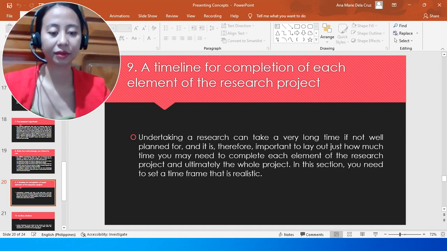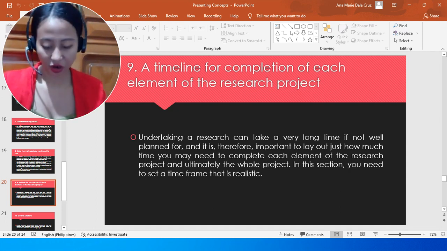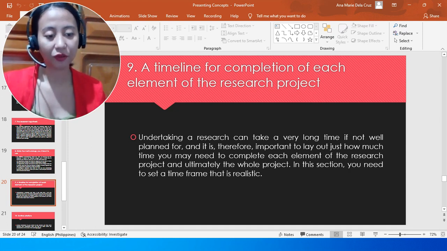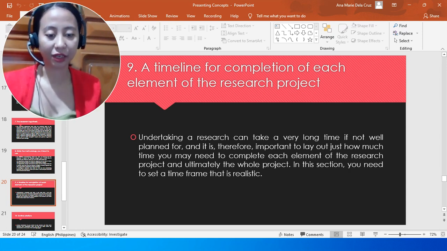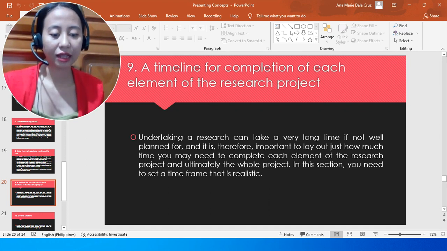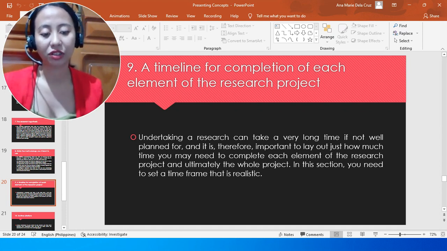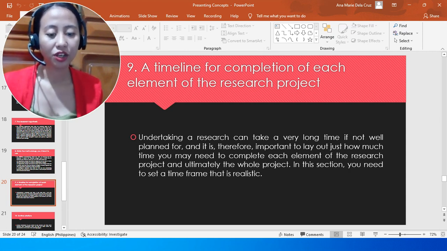Number 9, a timeline for completion of each element of the research project. Undertaking a research can take a very long time if not well planned for, and it is therefore important to lay out just how much time you may need to complete each element for the research project and ultimately the whole project. In this section, you need to set a time frame that is realistic.